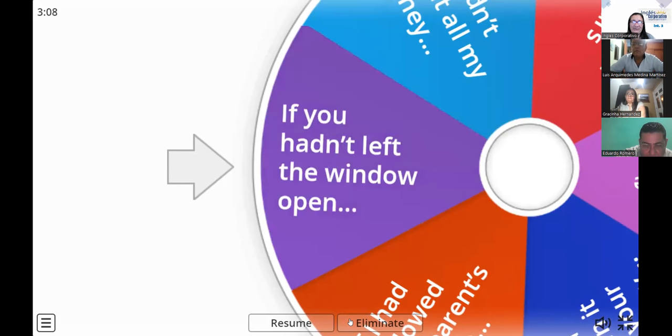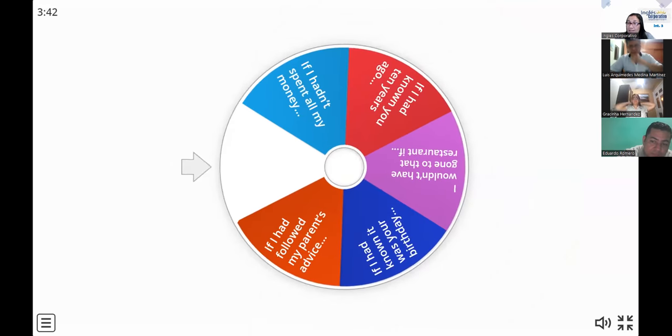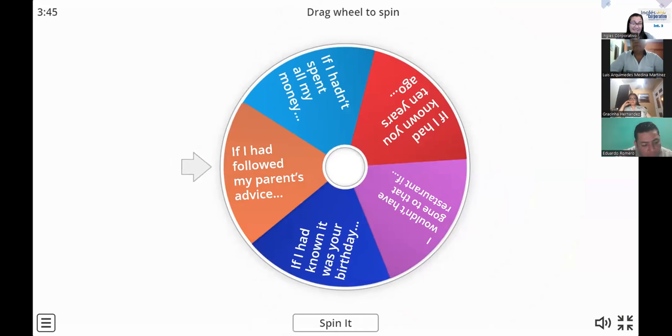Any other way to complement this sentence? If you hadn't left the window open, the mosquitoes wouldn't have gotten in the room either, right? Insects. Or the room had been very hot, probably. If you hadn't... it was raining, it wouldn't have gotten your things wet. The water, yes, wouldn't have gotten in. Exactly. That's great. Or the clothes wouldn't have gotten wet.